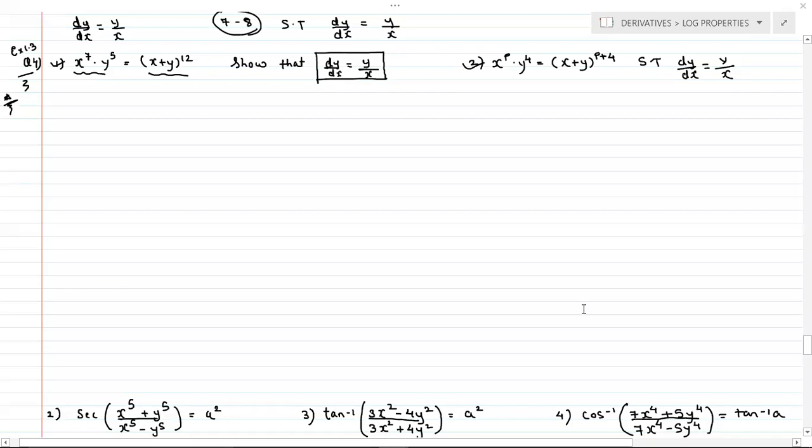Okay, so let's begin with question number 4 of exercise number 1.3. When you see exercise 1.3 question number 4, there are 7 to 8 sums. In each and every question, you have to show that dy by dx is equal to y upon x. So basically, question number 4 is based on "prove that".